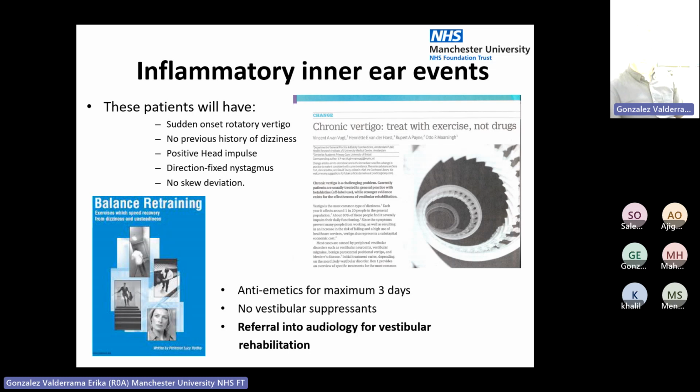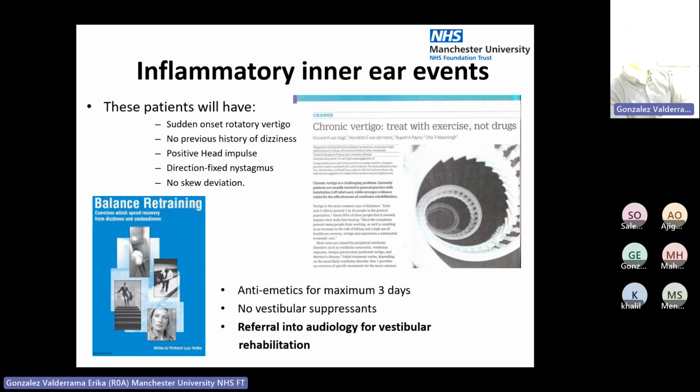But this nice article in the BMJ came out quite a few years ago now, and it was just trying to reinforce all the literature that really they just need to go home and get over the neuritis and then get into vestibular rehab clinic as soon as possible.